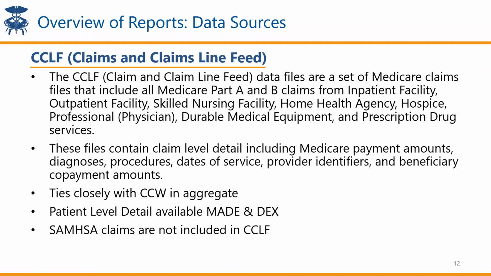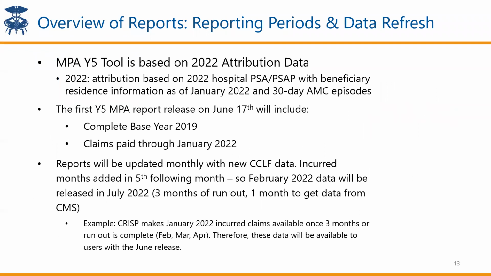All right, so now you have a background of the data feeding the reports. We will talk about some of the nuances with reporting periods and data refresh. So for year 5, as I already mentioned, the attribution is based off of 2022 data. This is the PSA with the beneficiary resident information as of January 22 and 30-day academic medical center episodes that feed into the attribution of beneficiaries under the geographic model.